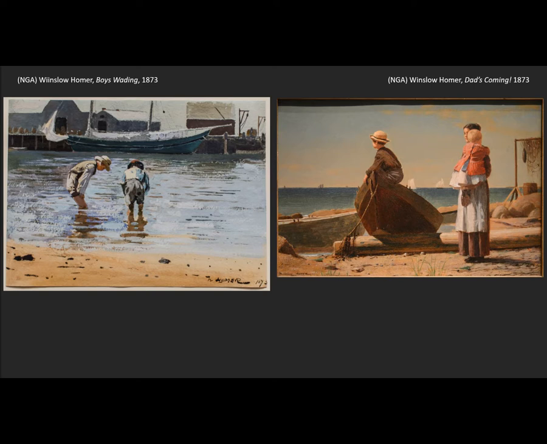And this particular work, 1873, might actually relate to something that happened while Homer was in Gloucester. He spent the summer there. In August of 1873, there was a massive storm, and 128 men were killed. Right? Fishermen never came home. So, Dad's Coming, exclamation point no less, right? Could be the hopes and the dreams of the kid in the straw hat.